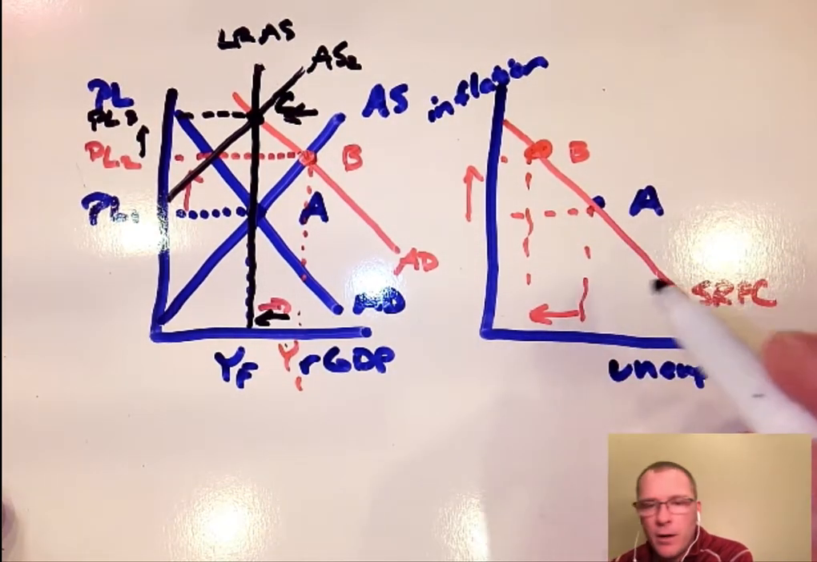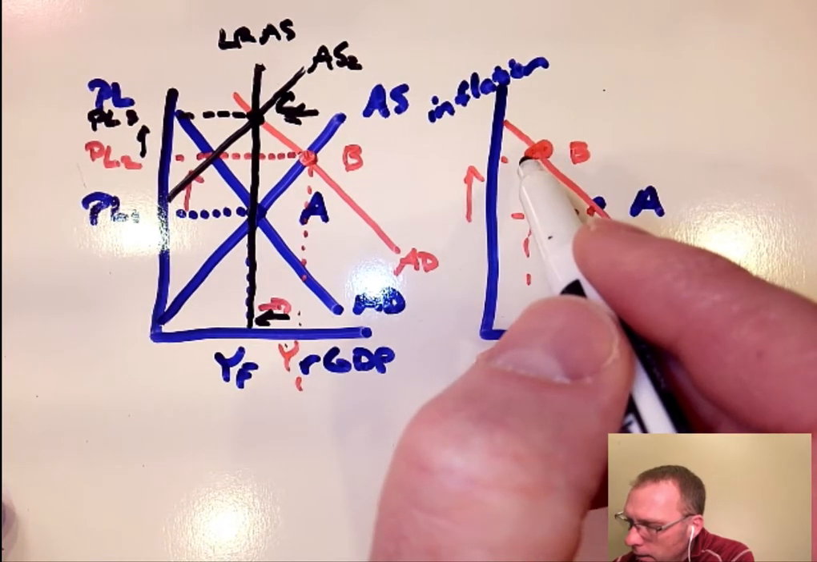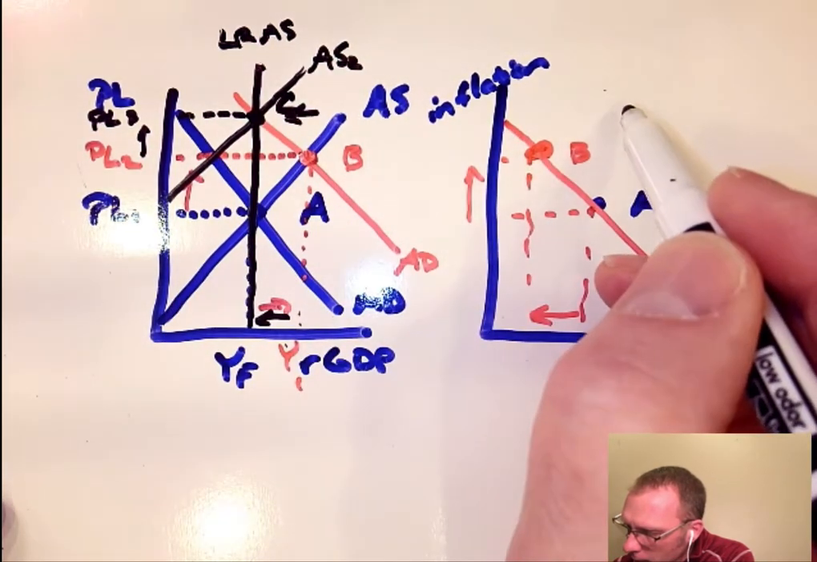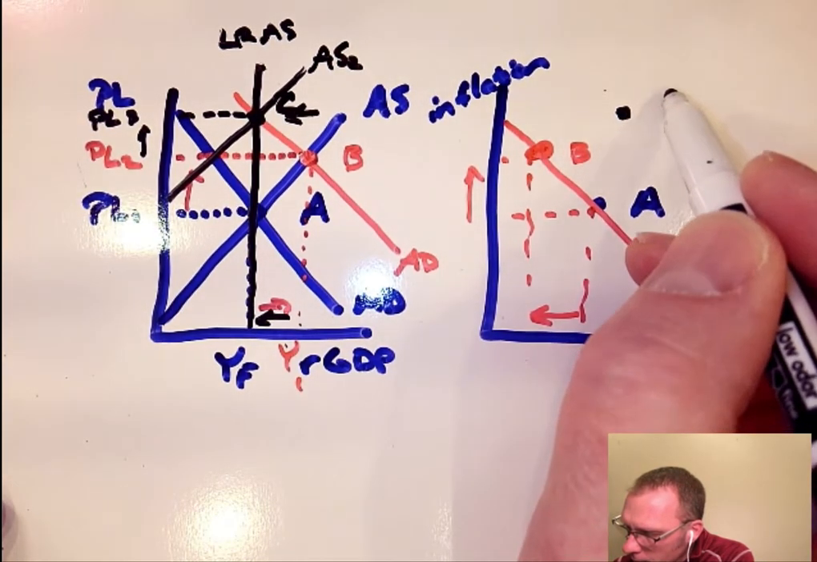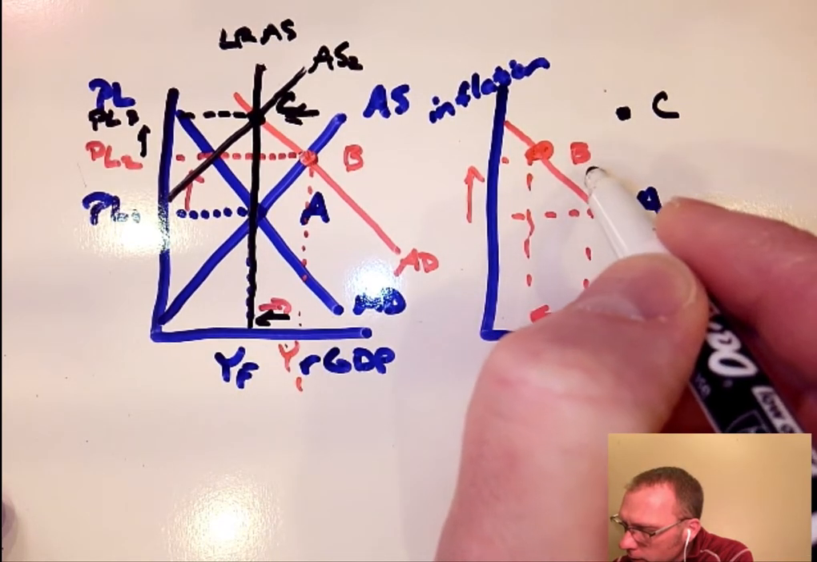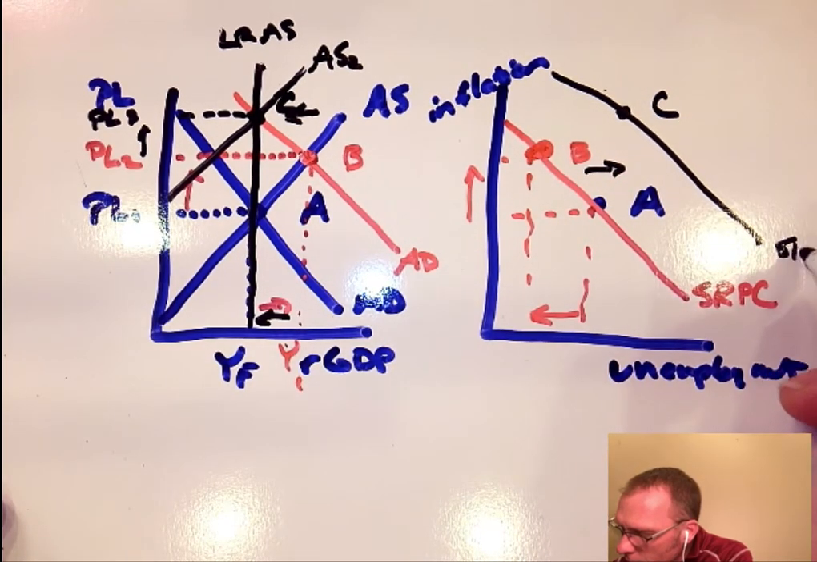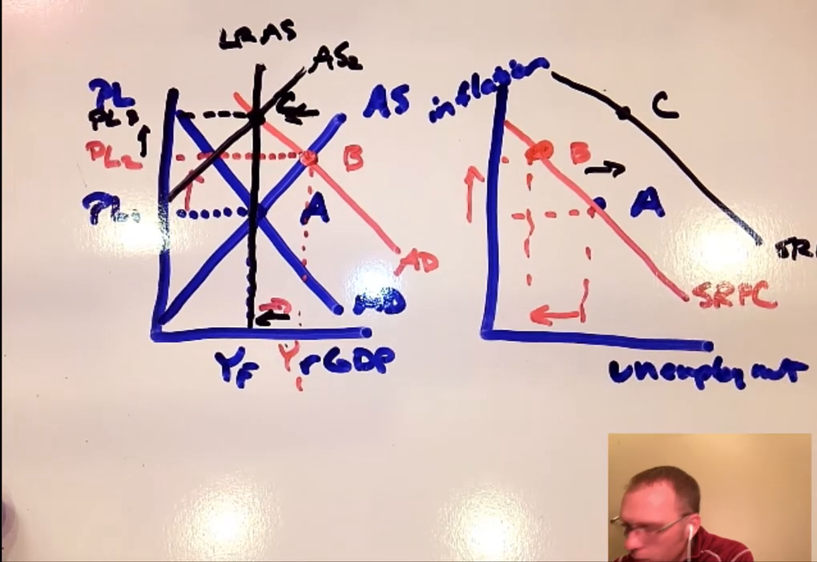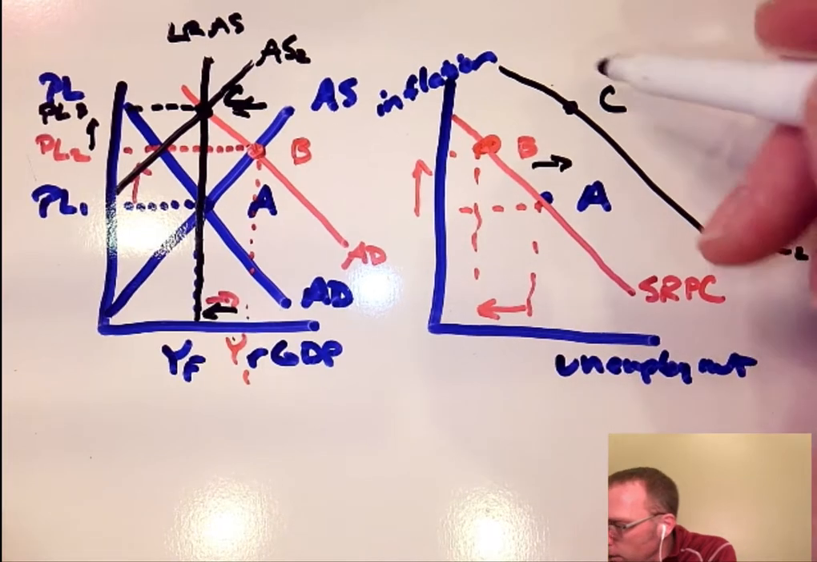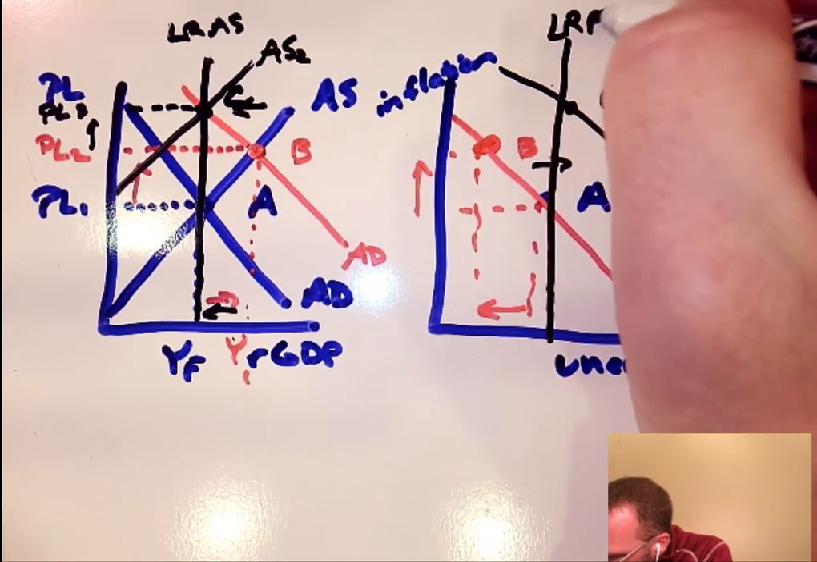Well, when I look over here on my Phillips curve, the only way I can get higher inflation but then more unemployment would be to have a point somewhere over in here. So what happens in my short run Phillips curve is it has shifted over here. Short run Phillips curve 2. And when my short run Phillips curve 2 happens, this starts to develop a long run Phillips curve.